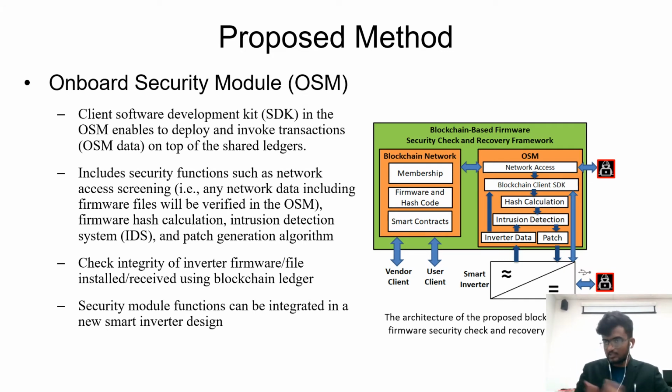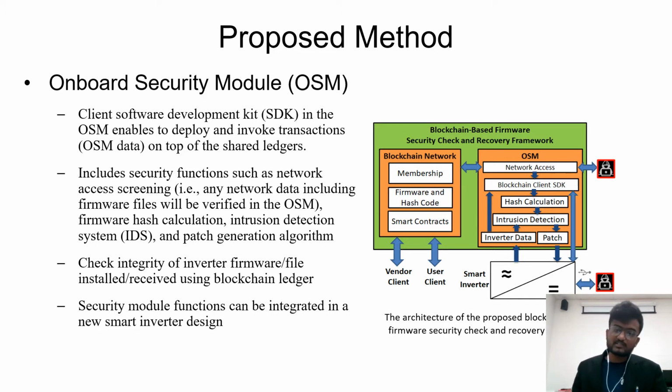Proposed method. As I told you, the proposed method is an onboard security module, which is an IoT device, in this particular paper a LattePanda. This is helping us take the data from the inverter, and we are using SHA-256 as a hash algorithm. This will convert the firmware file into the hash, and it will send that hash and also the firmware version. There is a version to the firmware because there might be some updates happening. So we send both the hash of the firmware and the version to the blockchain network.